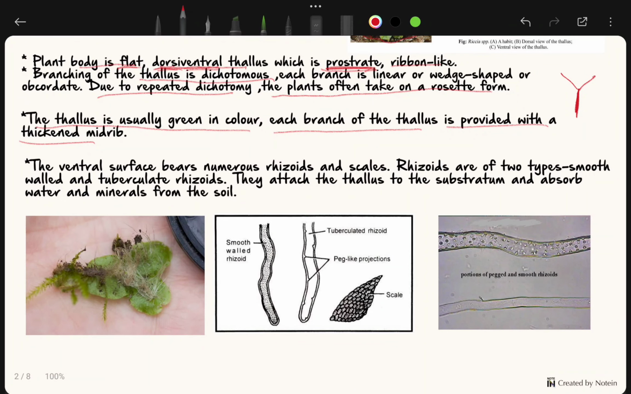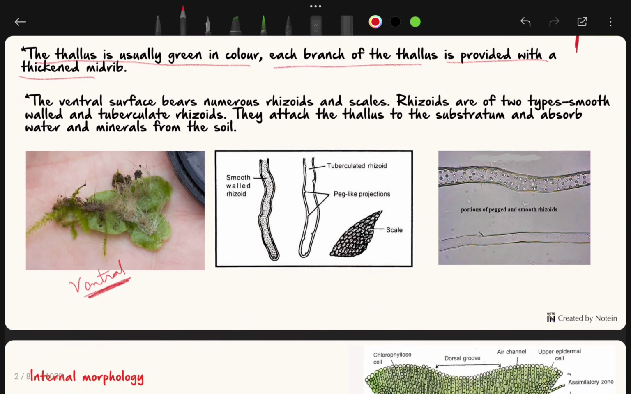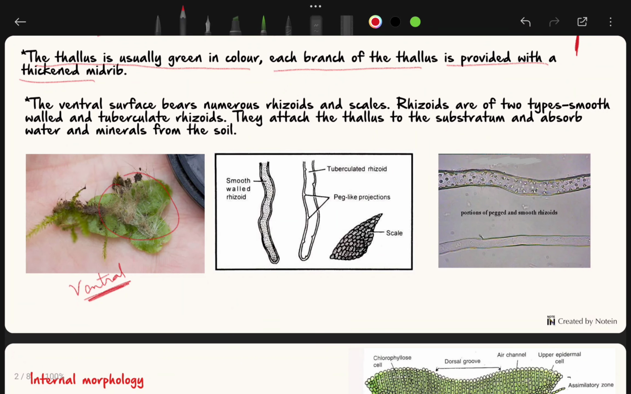Now on the ventral surface, if we flip the plant, the surface that is facing towards the ground, you will find these hair-like structures. These hair-like structures are known as rhizoids. In Riccia, you will find two types of rhizoids: smooth-walled rhizoids and tuberculate rhizoids. Both of these rhizoids are unicellular, which means that they are single-cell structures, and they are unbranched. So there's no branching of the rhizoids.